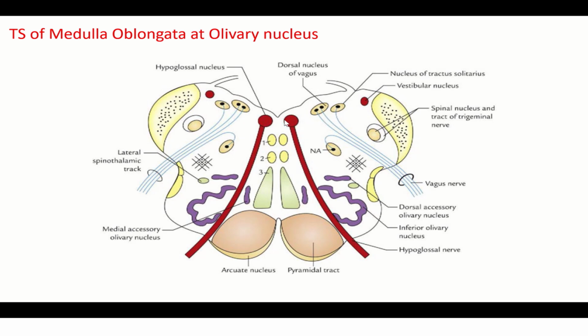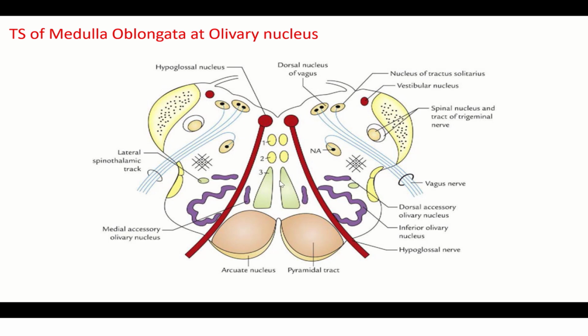So let us revise again. The hypoglossal nucleus, dorsal nucleus of vagus, nucleus of tractus solitarius, vestibular nuclei, spinal nucleus of trigeminal nerve, nucleus ambiguus, dorsal and medial accessory olivary nuclei, then inferior olivary nucleus, and you can also see the arcuate nuclei, which will give rise to anterior internal arcuate fibers and anterior external arcuate fibers. Now in the white matter, you can observe the inferior cerebellar peduncle, the spinocerebellar tracts, the lateral spinothalamic tract, the medial lemniscus, the tectospinal tract, and the medial longitudinal bundle.